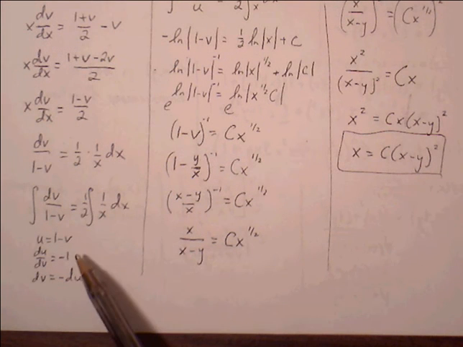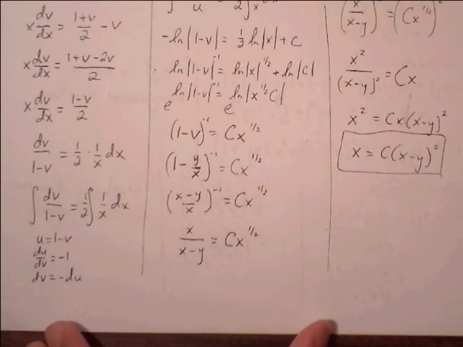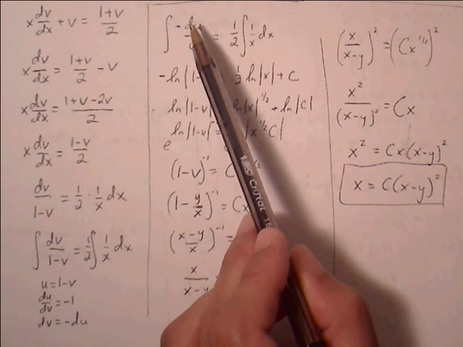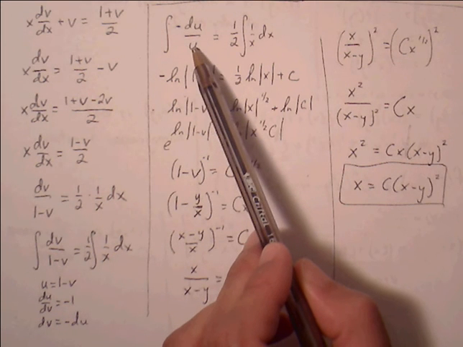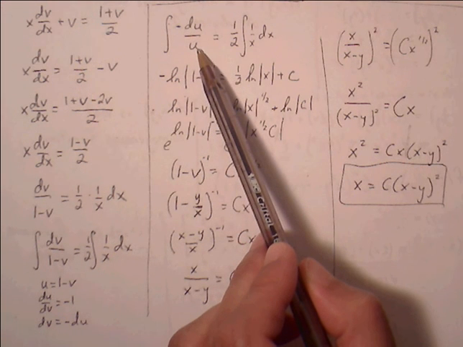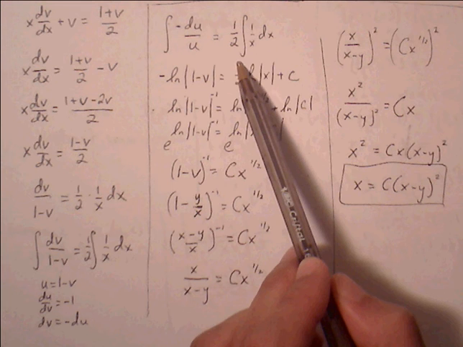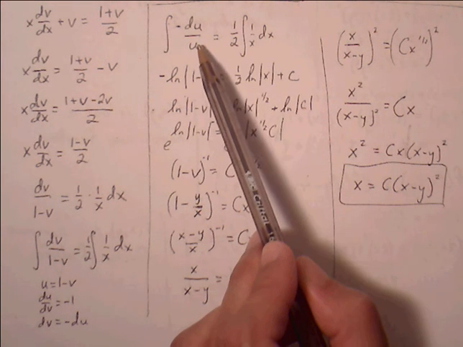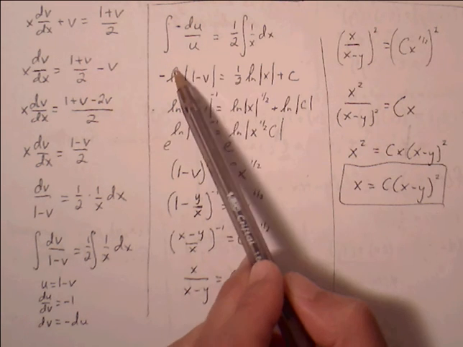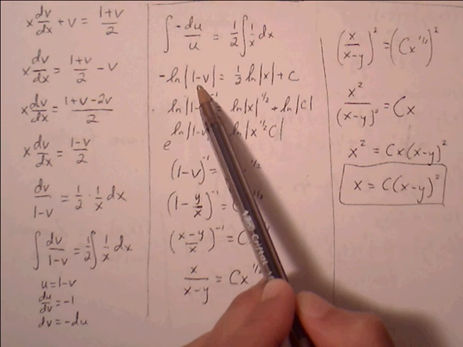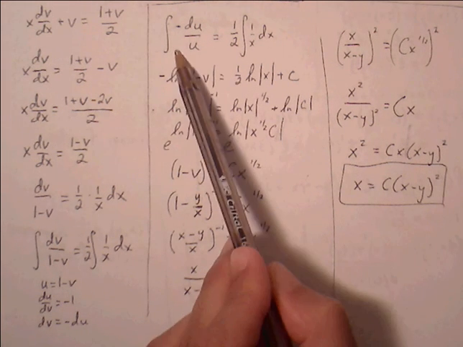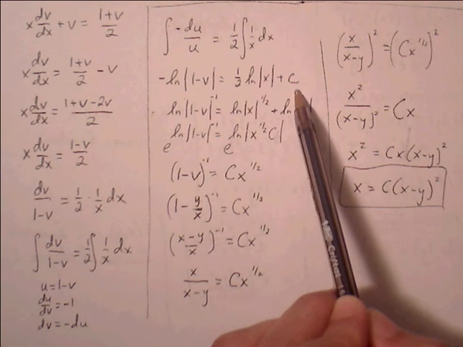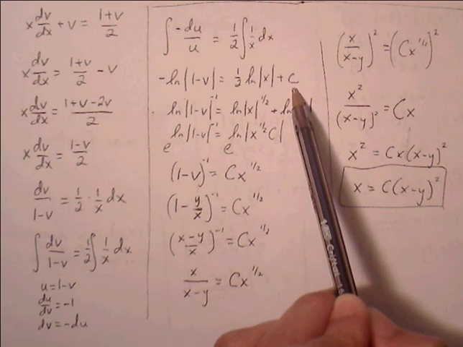du over dv is -1, dv equals negative du. We make our substitutions. So dv gets replaced with negative du, 1 minus v gets replaced with u. And then the right side, we have 1/2 times the integral of 1 over x dx. Left side here, negative natural log of absolute value of 1 minus v. That's the rule for 1 over u du. Here, same thing. 1 over x becomes natural log absolute value of x, and then plus c on the right side.